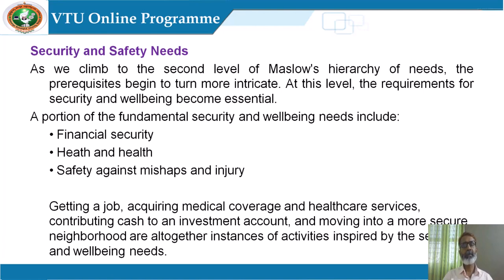Maybe at the physiological level, you may be going to office by using a bicycle. Initially, when you get a job, now you feel uncomfortable with a bicycle, that I am not safe riding a bicycle on the road. You may go for a two-wheeler, more secure, much faster compared to the bicycle. So to put it in a nutshell, this level of needs: getting a job, acquiring medical coverage and healthcare services, contributing cash to an investment account, or maybe you start saving and moving into a more secure neighborhood.